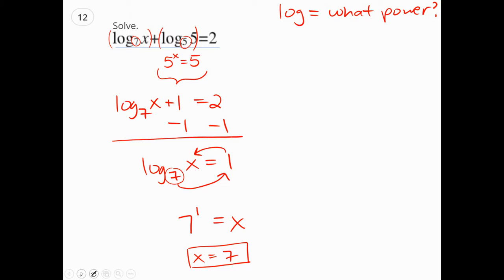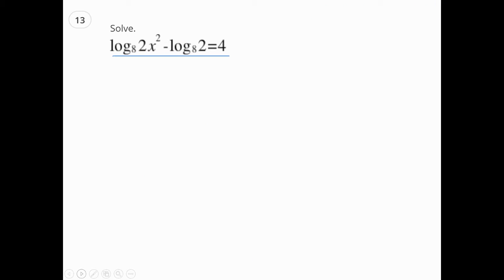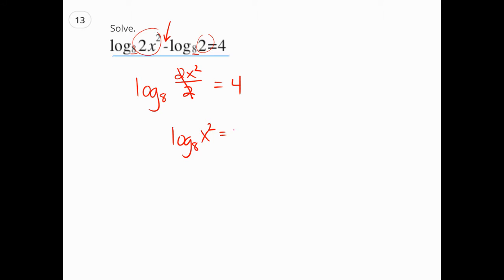Awesome. Well, let's continue on to number 13. This one, I see those two logs again, so I'm going to see if I can condense. This time I'm looking at subtraction. So I would be changing to division. And if I look, my bases do in fact match, so I can do that. Condense it to log base 8 of 2x squared over 2 equals my 4. So my first part over my second. And when I do that, those 2's are actually going to cancel out. So I have log base 8 of x squared equals 4.